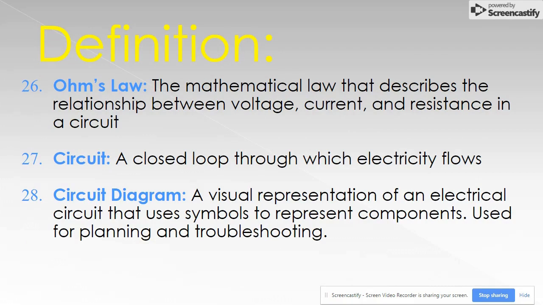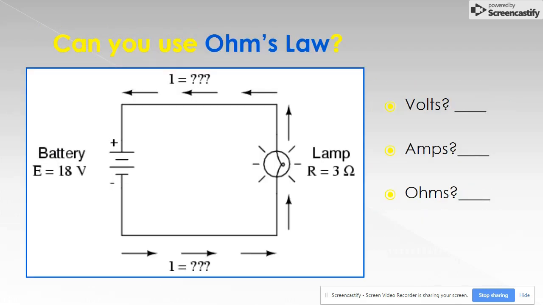A circuit is a closed loop through which electricity flows. Unless the circuit is a complete loop, electricity will not flow. An opening in the circuit will stop the flow of electricity completely. People who design, build, and repair electrical circuits use circuit diagrams to understand how the circuit works. These diagrams use symbols to represent different electrical components and how they will connect to one another. This is an example of a circuit diagram.